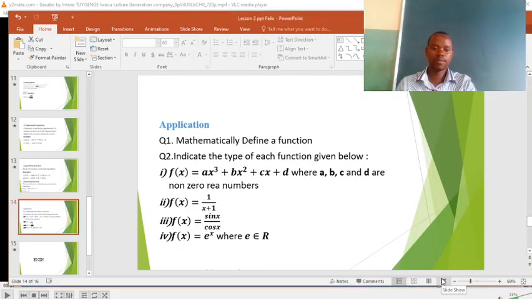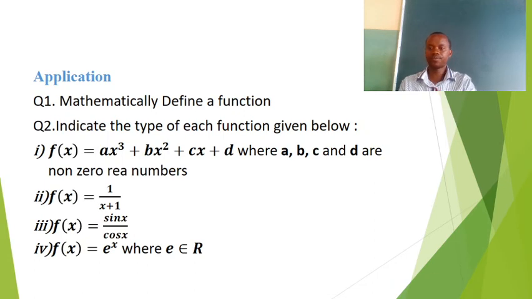Let us come back in the activity. Question number 1 is saying that mathematically define function. You will define a function as you understand it from this lesson. Question number 2, indicate the type of each function given below. We are given different functions, and according to the types of functions that we learned today, we will say that this is this kind of function and this one.